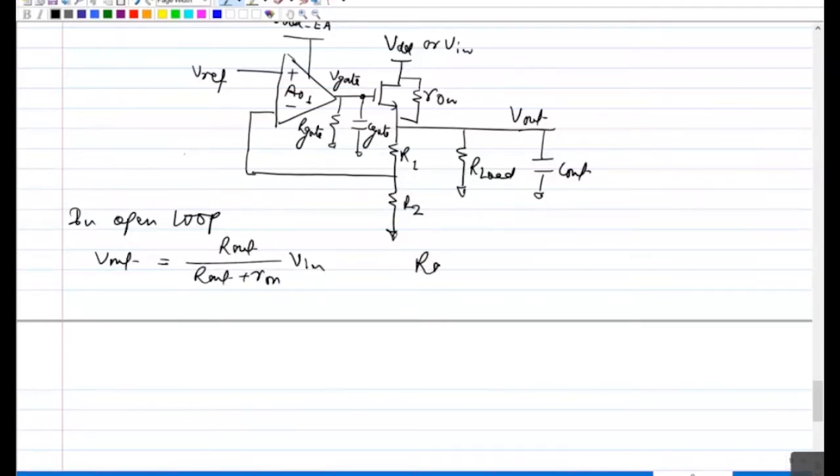Where R out is R load parallel R1 plus R2. Okay, and what will be this? It will be less than 1 or more than 1, V out by V in here, or the ratio of these resistor divider. Less than 1, because R1 is less than R on is large.